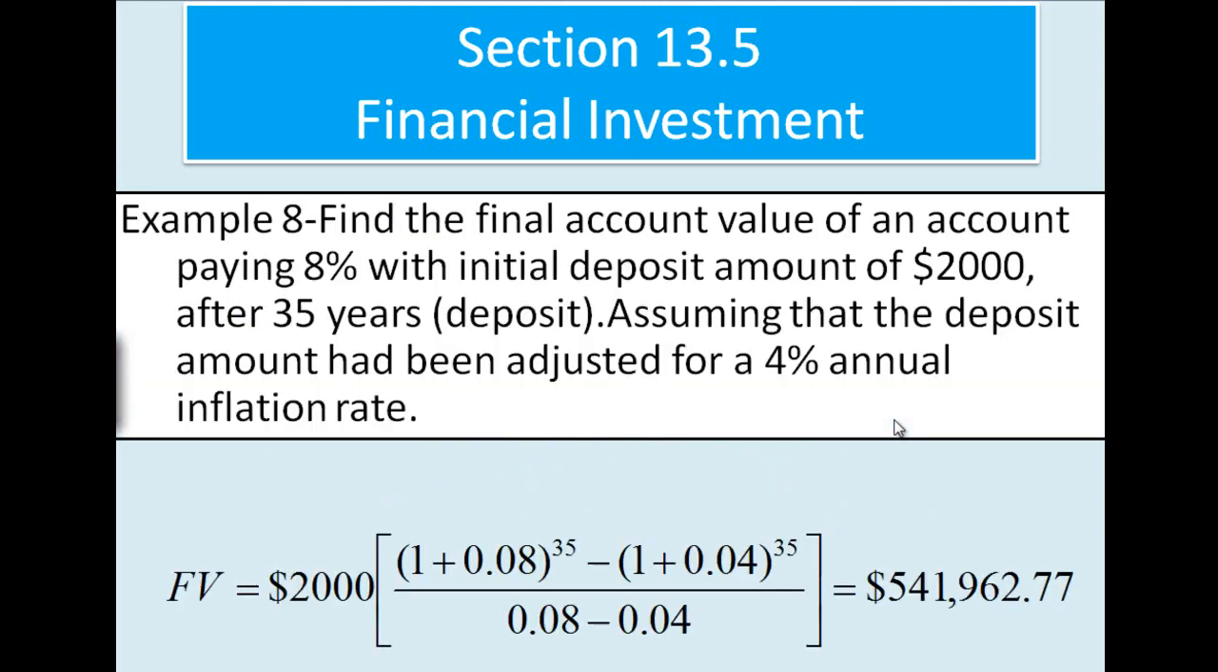Okay, one example. Find the final account value of the account paying 8% with an initial deposit amount of 2,000 after 35 years of deposits, assuming the deposit amount has been adjusted for the 4% annual inflation rate. Plugging into my formula, this is the answer: 541,962.77 is the total money you have in your account for the return, adjusted by the 4% inflation.